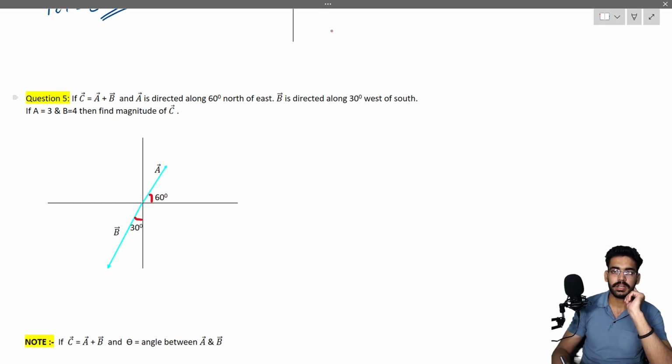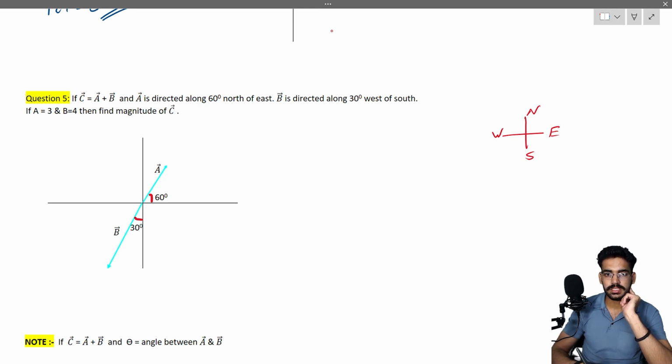So what he is saying is, you have to understand the language. A vector is directed along 60 degree north of east. So first he is talking about east, west, north, south. So this is your conventional east, west, north and south. He is saying A vector is directed along 60 degree north of east. So from the east side you go 60 degree towards north.